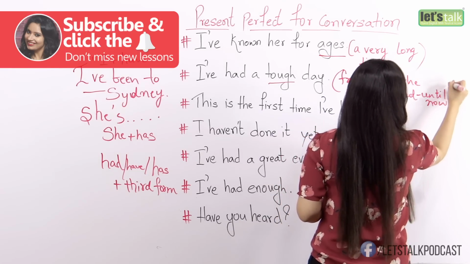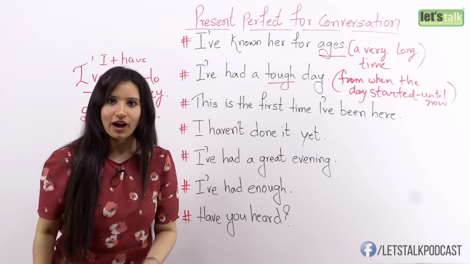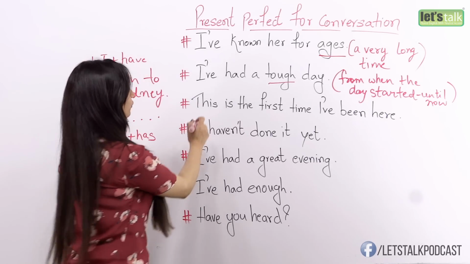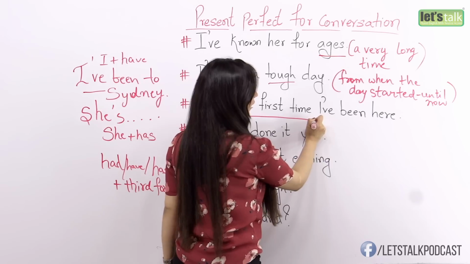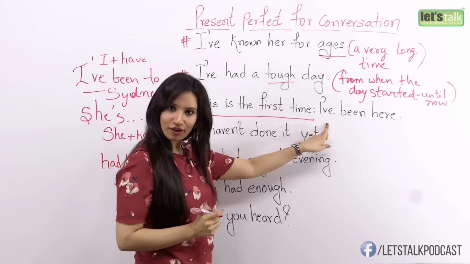All right. So the third one. This is the first time I've been here. Remember, whenever you use this phrase, this is the first time, it's always followed by present perfect.